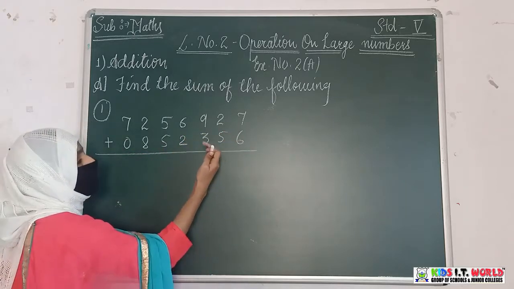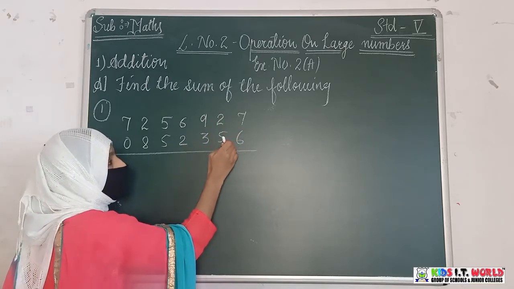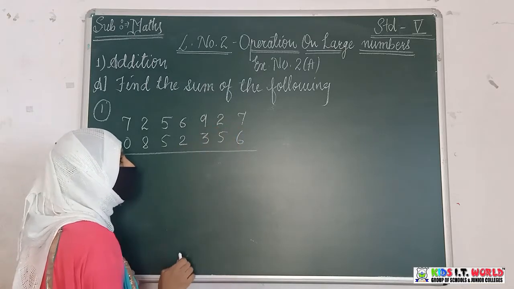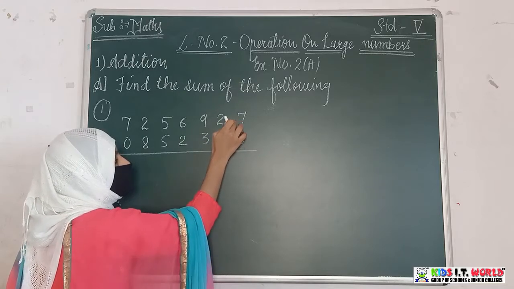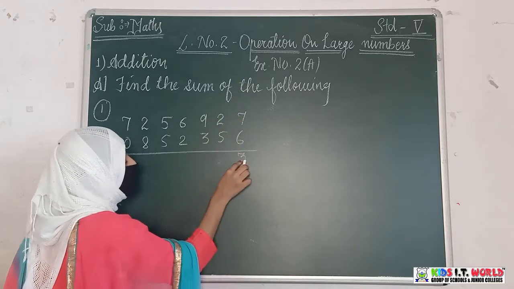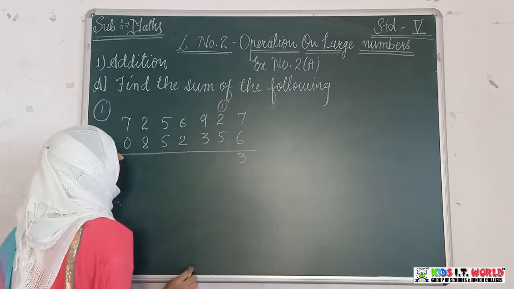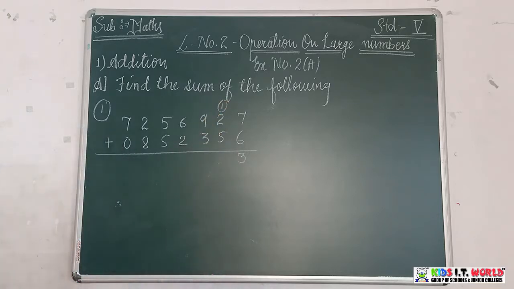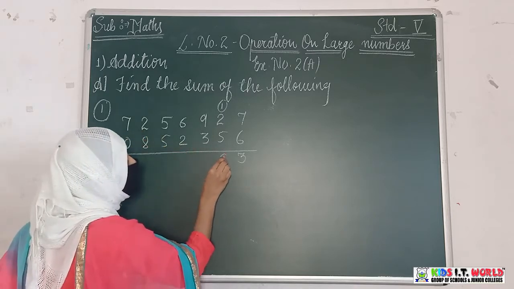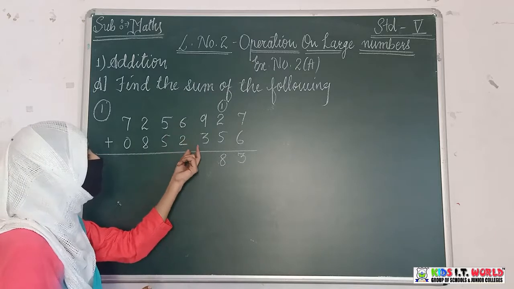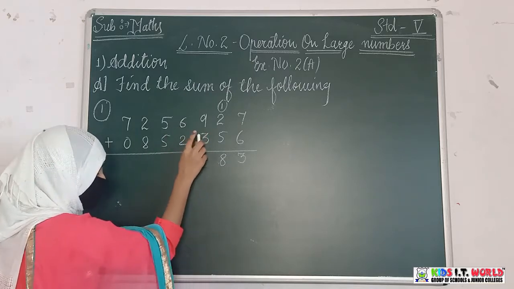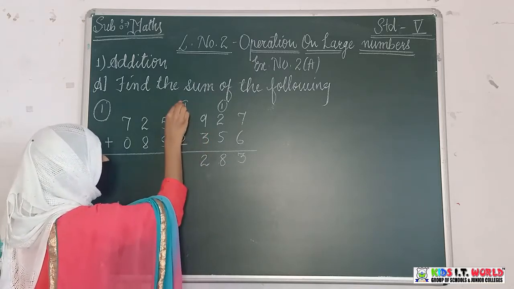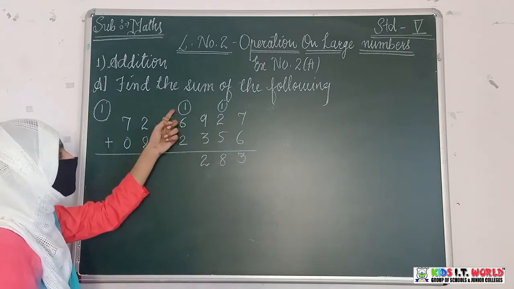Now add these numbers. Here 7 plus 6. How much will it be? It is 13. So we will write 3 here and 1 will be the carry to the next number. Then the next one is 2 plus 5, it is 7. Then 7 and the 1 carried, so 7 plus 1 is 8. Next, 9 plus 3 is 12. Carry the 1 here.